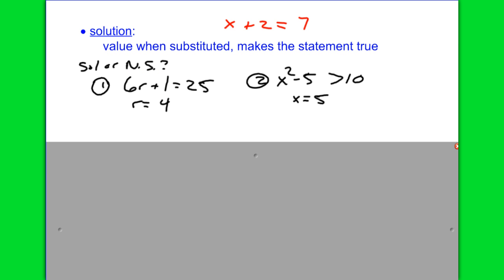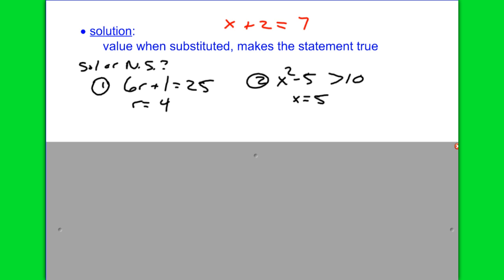So you are now asked to check whether a given value is a solution for some math statement. In number 1, we have the statement 6r plus 1 equals 25. And now the question is, when r equals 4, is that statement true? So is 4 a solution? R equals 4. Is that a solution to this statement?